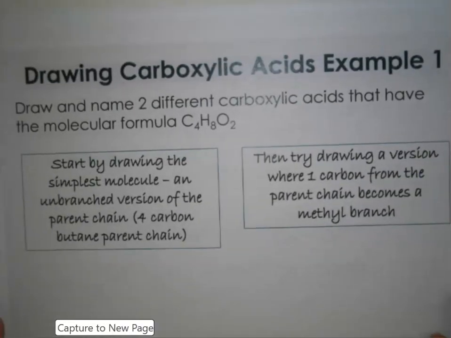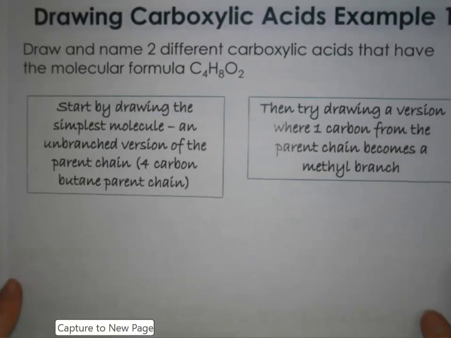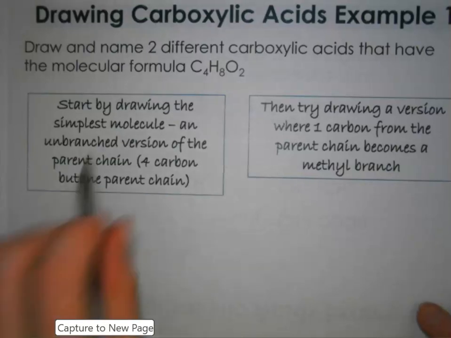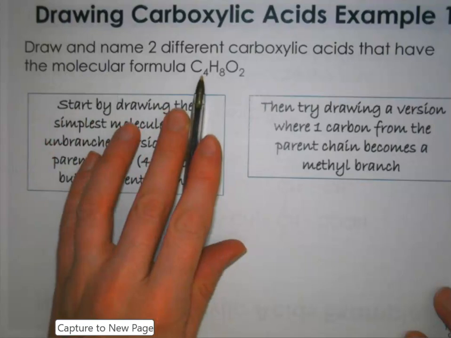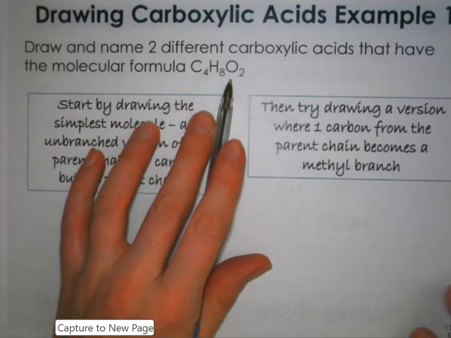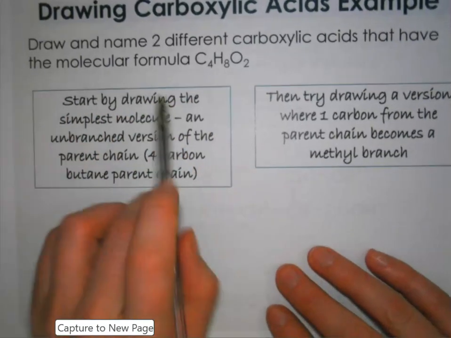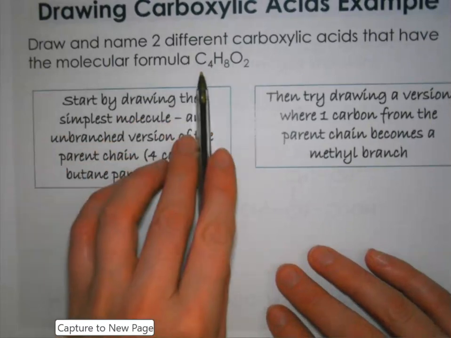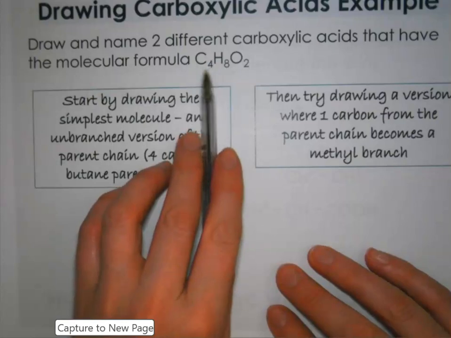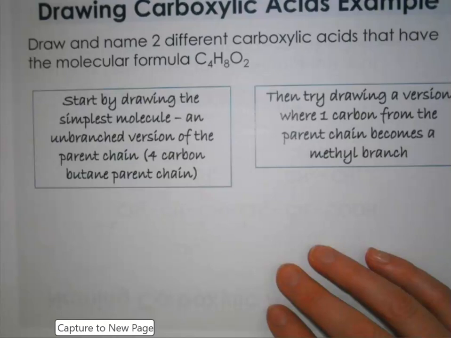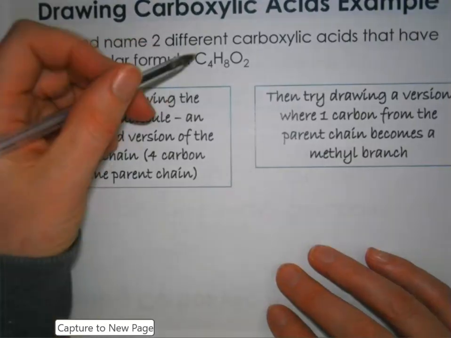Now, so that's naming. Let's try drawing one. So in this one, you're asked to draw and name 2 different carboxylic acids that have the molecular formula C4H8O2. So the first one I would always say to do, if you're given just a molecular formula and you need to try and draw different isomers, like we talked about when we did isomers, is start out with the straight chain one because it's going to be easiest.